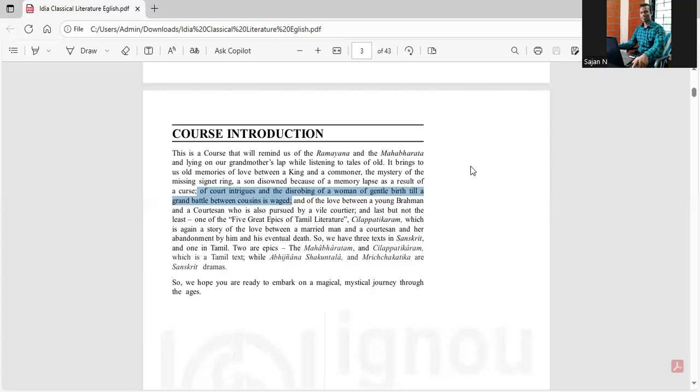Now, the grand battle between the cousins: the humiliation of Draupadi becomes one of the main causes of the Kurukshetra war. After failed peace negotiations, the cousins, Pandavas and Kauravas, fight an 18-day war. So the war extended for how many days? 18 days. The war features legendary warriors like Bhishma, Drona, Karna, Arjuna, and Bhima, and ultimately results in the near destruction of both sides. So what you can understand is that it all runs from the disrobing of a woman of noble birth to a grand battle between cousins. So that is one.